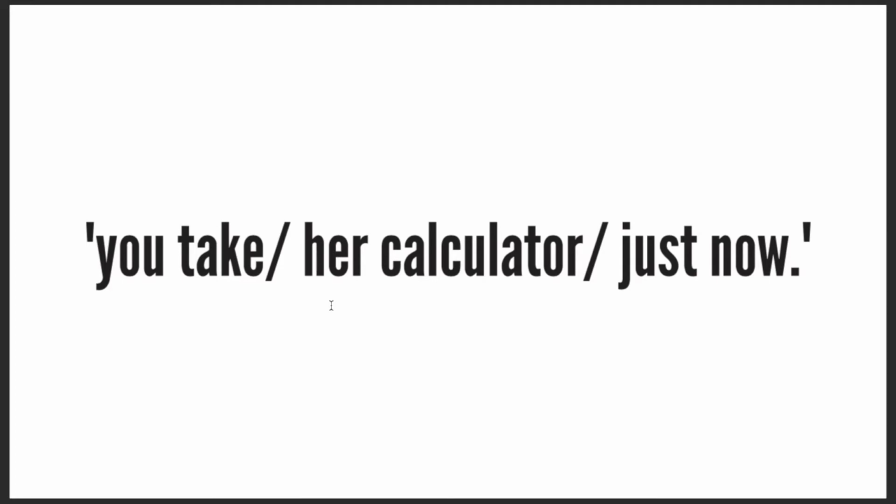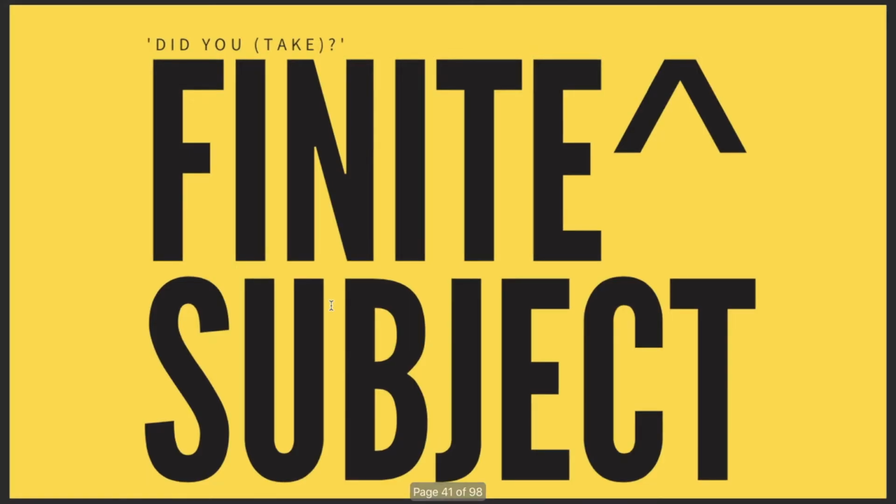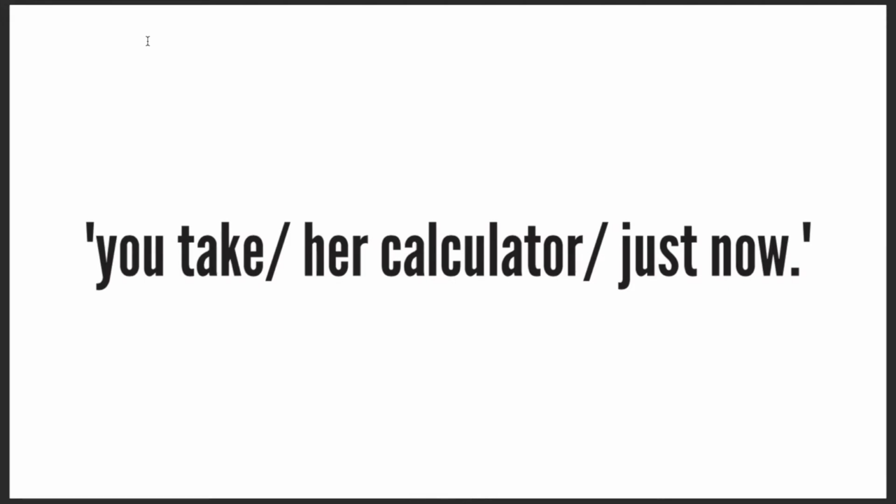So simultaneously, in interpersonal terms, he wants his addressee, the possible culprit, to confirm or deny the missing information in his description, whether he was the doer of the action, which was taking, or not, and he will therefore opt for an interrogative structure. So let's go back to the example. Did you take her calculator just now? Do not be confused that "you take her calculator just now" is different from "Did you take her calculator?" Again, in this example, "you take her calculator just now" is an example of experiential terms. We just try to identify the elements in making sense of what we have perceived, which was taking the calculator.